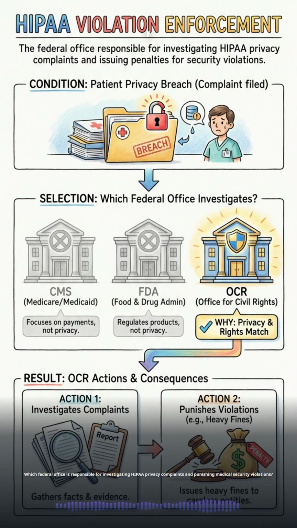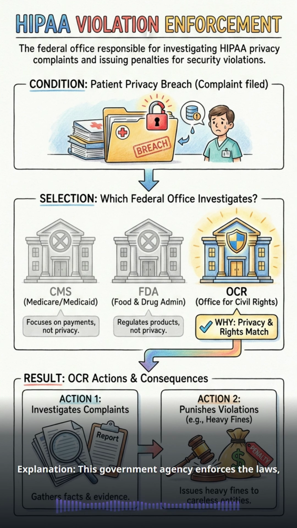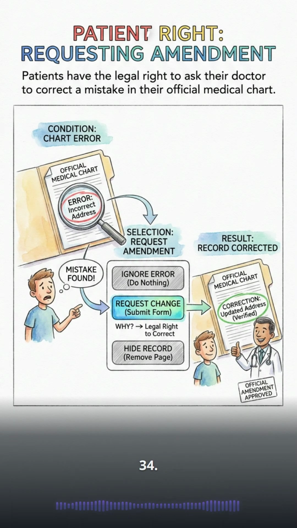33. Which federal office is responsible for investigating HIPAA privacy complaints and punishing medical security violations? The Office for Civil Rights investigates privacy complaints and hands out heavy fines to careless hospitals. This government agency enforces the laws, ensuring that all health facilities protect patient rights very strictly.